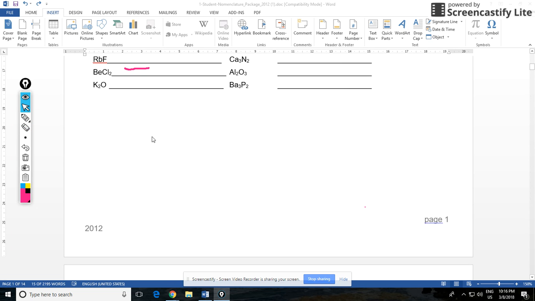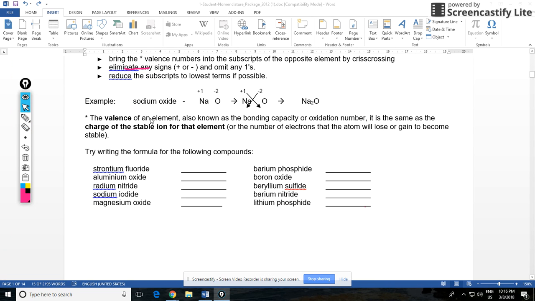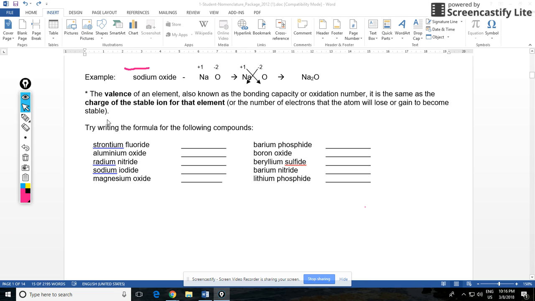Now we're going to go take a look at how to make a formula from a name. So I'm going to show you two methods for how to make a formula from a name. I'll show you the crisscross method and the charge balancing method. So suppose I gave you the name sodium oxide. You know it's a binary ionic compound because it's made up of a metal and a non-metal. So in the crisscross method, what you do is you write down the symbol of the ions. So we have the sodium ion, which is Na plus 1.